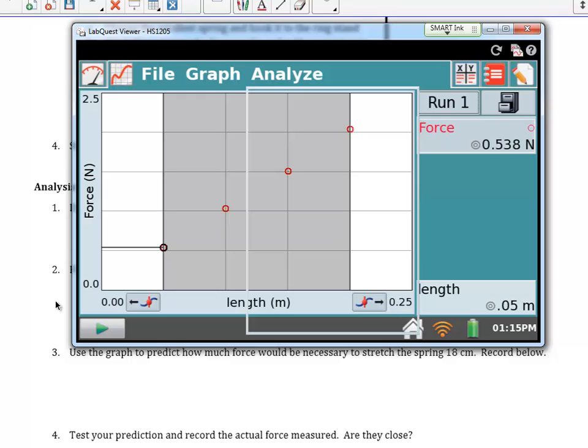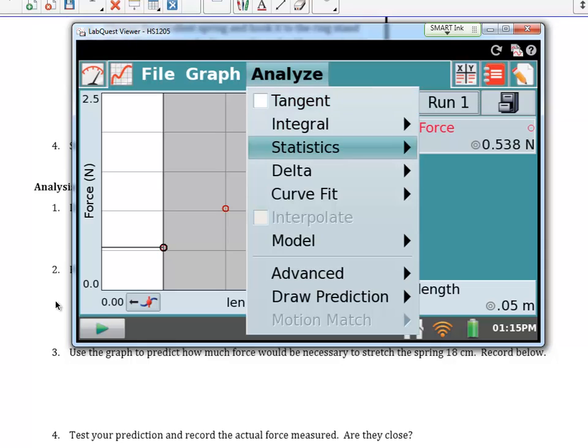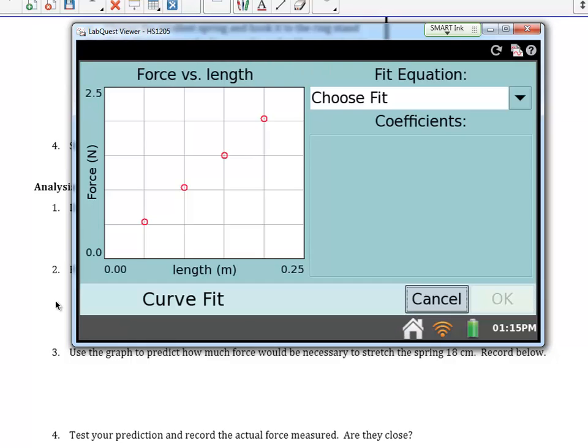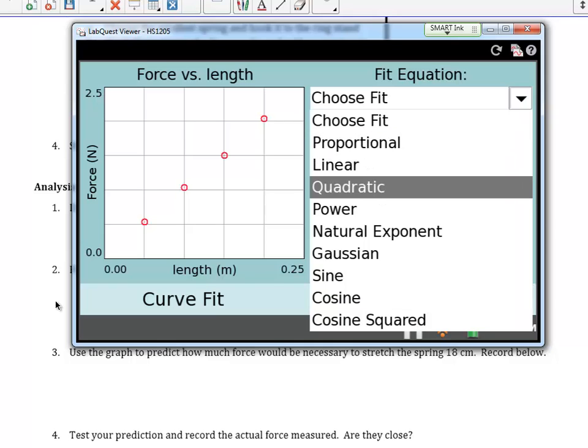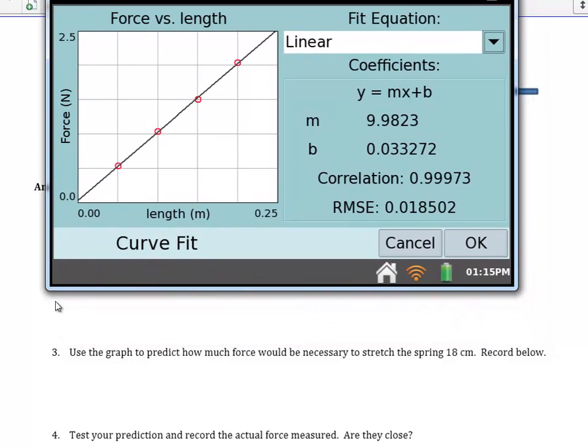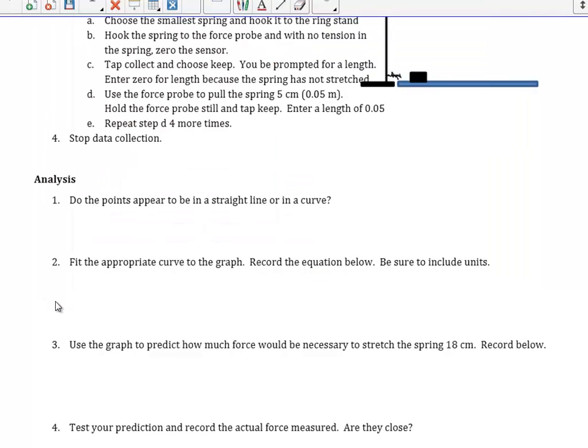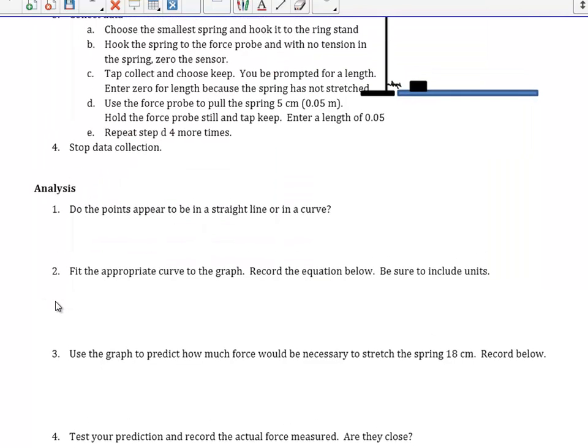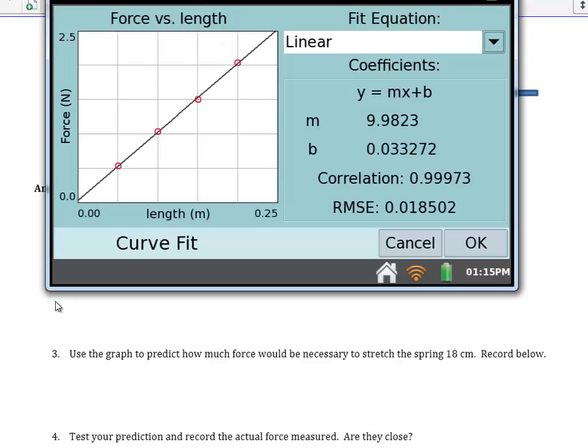Let me do that now. Analyze, and your curve fit. Since they do look like a linear graph, I'm going to choose a line from here. Now it tells me the equation of this line, y equals mx plus b, but it doesn't tell me necessarily the units. It says on number 2 to record the equation of that line and include units. So what are the units with that? Well, let's take a look.